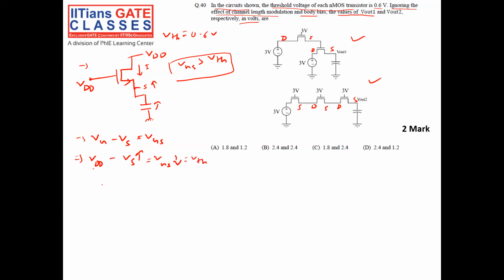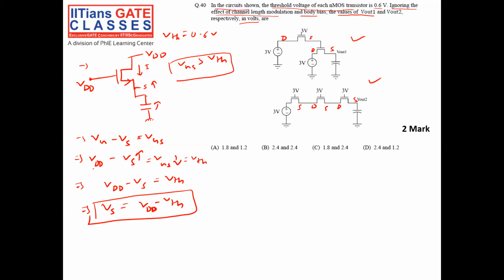So this implies VG minus VS is equal to VTH, right? Because when I increase source, VGS will decrease. It will go on decreasing till it reaches VTH. Now this implies V source can go maximum up to VDD minus VTH. Right? This is the important concept that we have to understand. Okay. Again, I am just briefing.